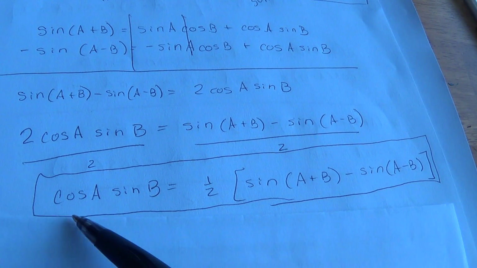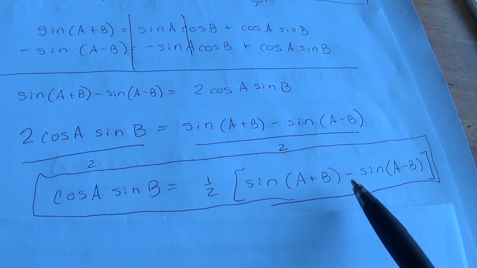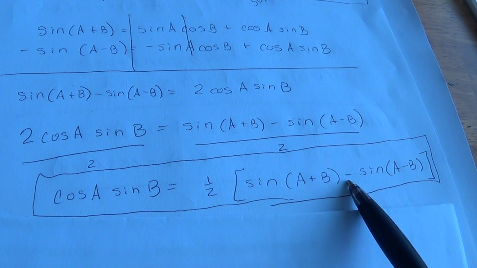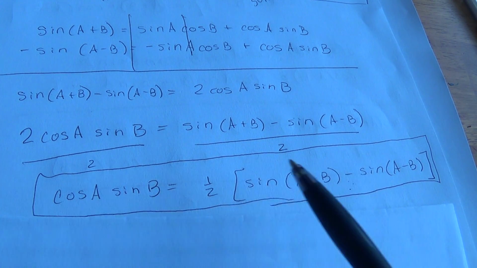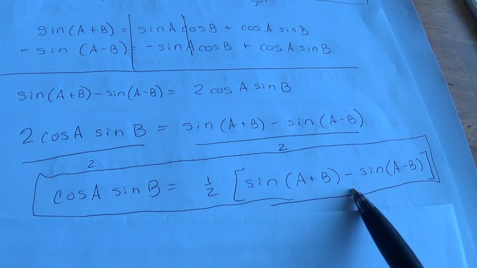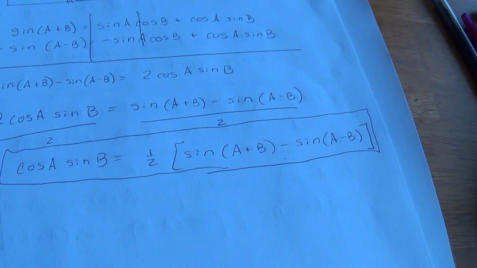Notice I start it with a product and end it with a sum. A minus sign can also be referred to as a sum. It's just that you're adding negative values. Product, sum.